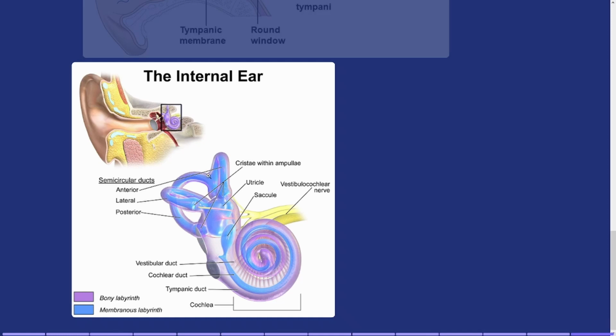This completes this chapter, human ear, and in the next video we will go over the gaseous exchange in humans, which is a short chapter.